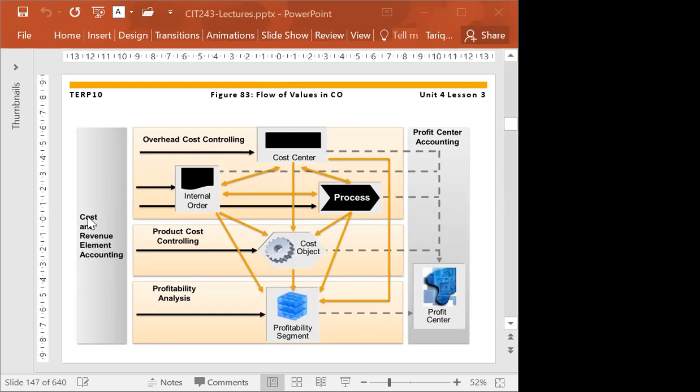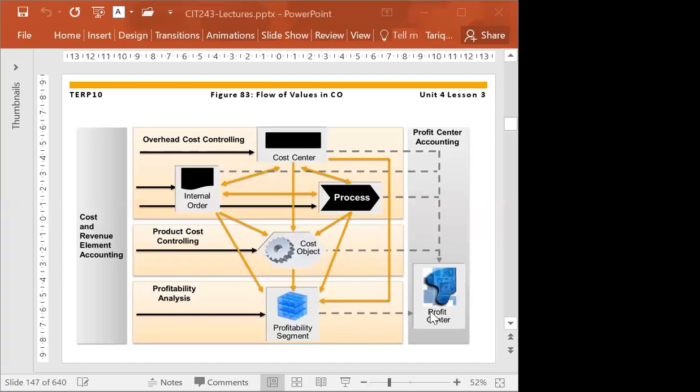Okay, there are two types of transactions coming from finance. Either we will receive cost or we will receive revenue from finance, and this revenue or cost will move from the overhead controlling or cost controlling to the internal orders. It may go to the processes, it may go to the cost center, it may go to the cost objects. A cost object could be a maintenance order or a production order, and the profitability segments. You remember we talked about the profitability segment being the controlling area. And then things are moving to the profit center.